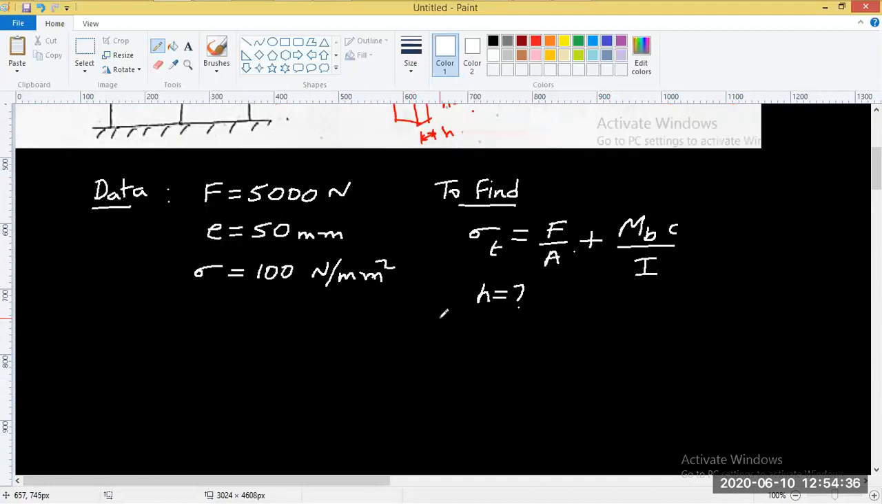Okay, so this being our governing equation, let's start off. One by one we'll find. Force we know. But what is the area? Stress we also know, because the limiting value is given, so it should not exceed this value. Stress we know; area, bending moment, C and I we don't know. So all these parameters we'll find out one by one in this formula. Area first. Area is nothing but B into thickness, B into H, right?